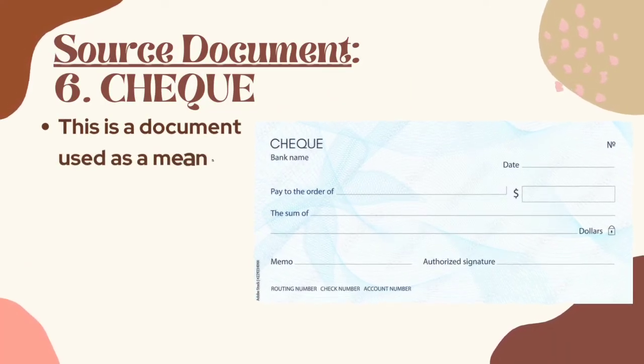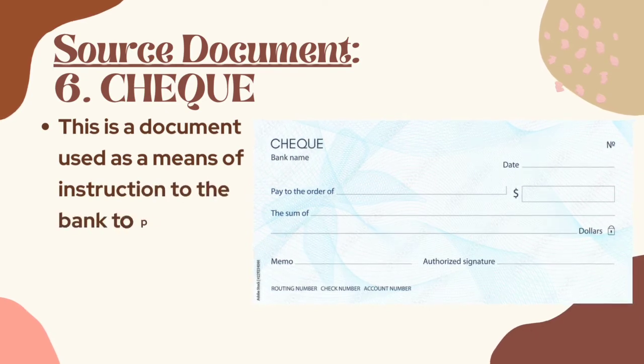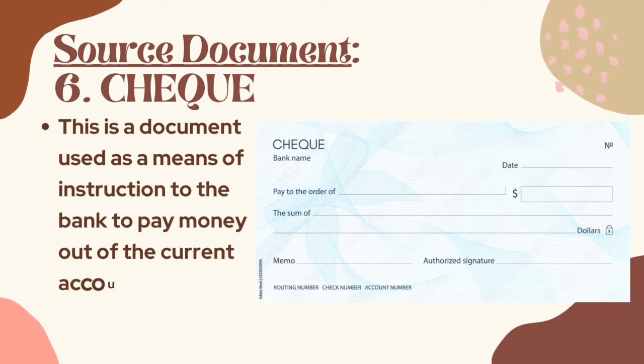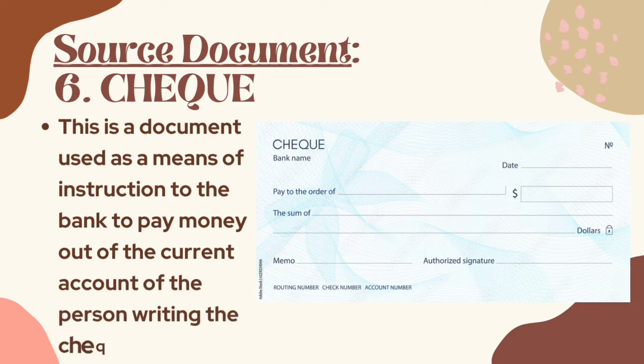All right, the next source document we'll talk about is the check. A check is a document used as a means of instruction to the bank. It is a document used to instruct the bank to pay money out of the current account of the person writing the check. For example, if your dad owns a current account in a specific bank, he will definitely be given a checkbook, and he can sign a check of 100,000 naira for somebody with the person's name written on it. So that check is instructing his bank to pay the named person that amount of money. So it's an instruction given to a bank.